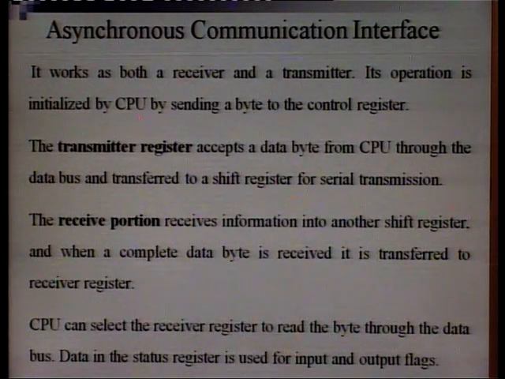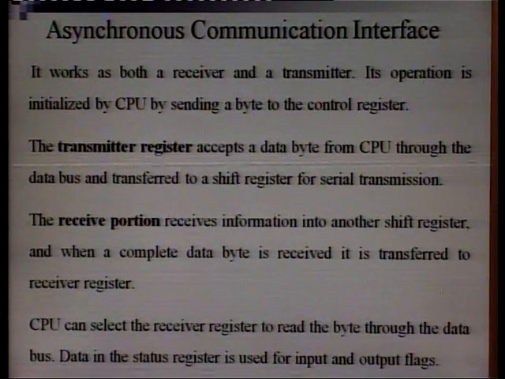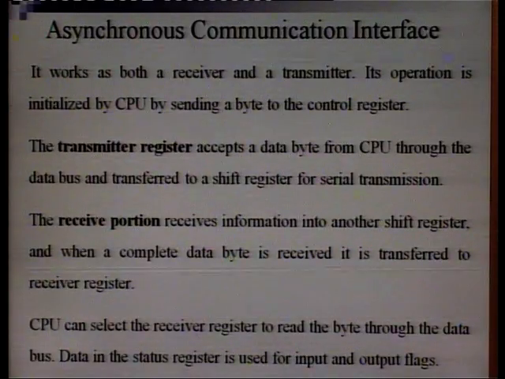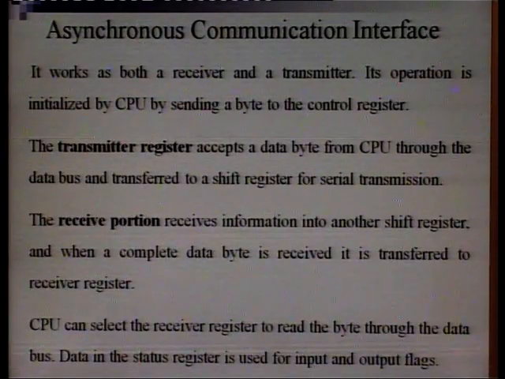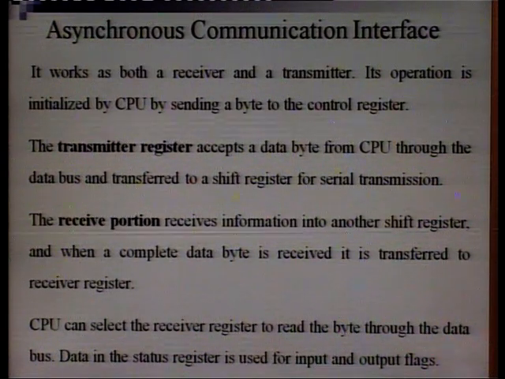Its operation is initialized by the CPU by sending a byte to the control register. The transmitter register accepts the data byte from the CPU through the data bus and transfers it to the shift register for serial transmission. The receiver portion receives the information into another shift register, and when a complete data byte is received, it is transferred to the receiver register. So the CPU can select the receiver register to read the byte through the data bus, or the data in the status register is used for the input and output flags.